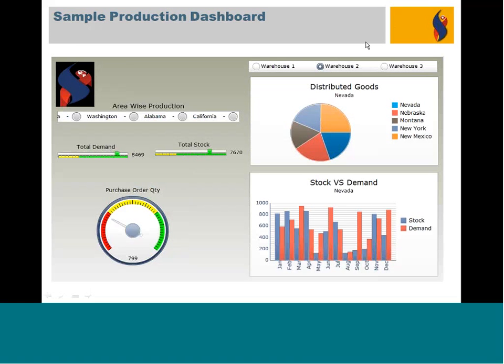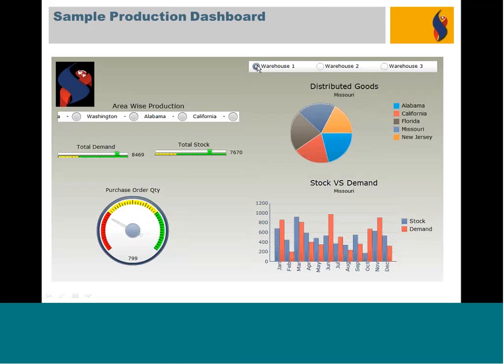This is another dashboard over here that you see that gives you information about the stock at different warehouses. You can look at different warehouses, identify what is the stock in each of these warehouses. You can also look at different areas over here on the left where you can look at different states, different zones that you have categorized.